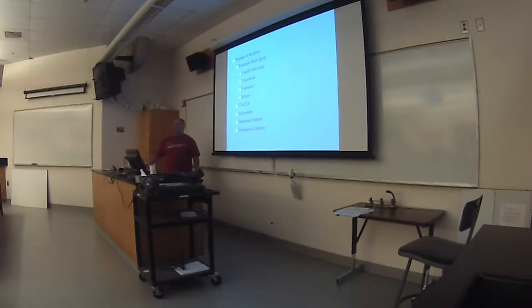So we're going to finish up the central nervous system today, go over the spinal cord, the impulses of the spinal cord, and the overall general structure of it, and then we'll start into the peripheral nervous system.